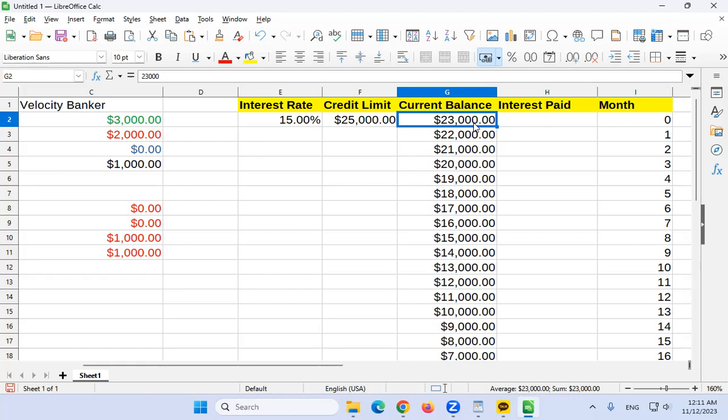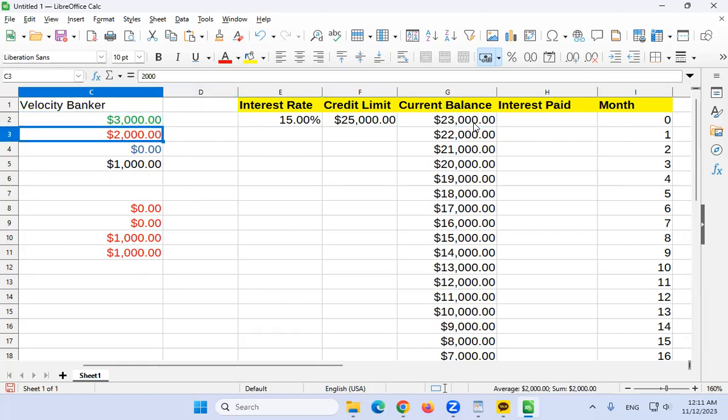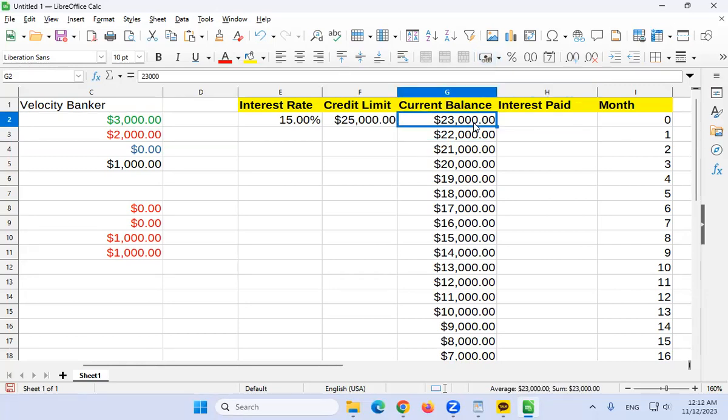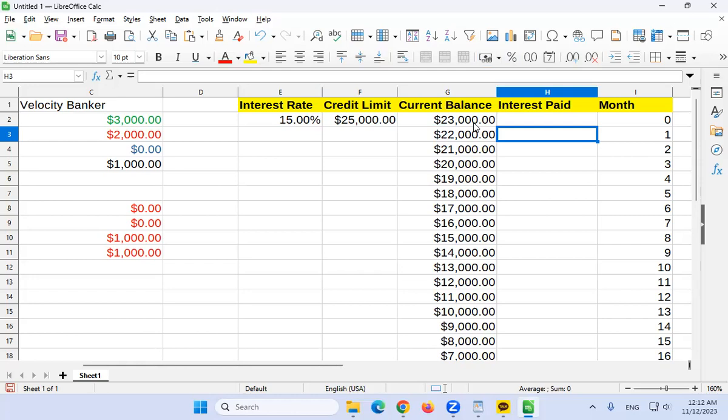Now, again, you put your paycheck in, take out your expenses, so it'll go down $3,000, and then eventually, based on your expenses, it's going to go back up $2,000 again, right? So how can we estimate the interest? We'll basically take the previous month's balance, multiply that by the interest rate, which is quoted annually, and then divide it by 12, because that's the monthly interest rate, right? So that's how we estimate the interest based on the last month's balance.